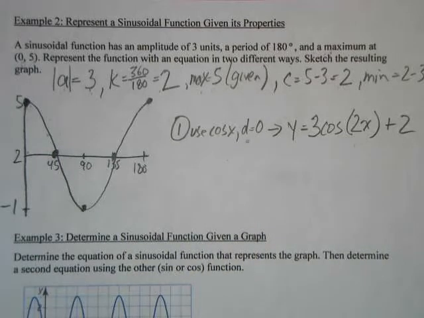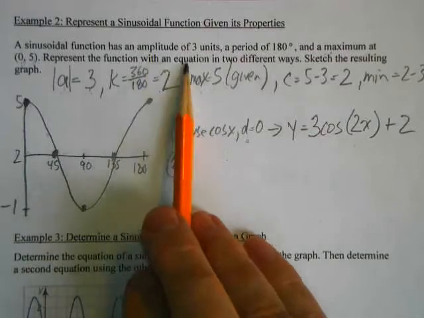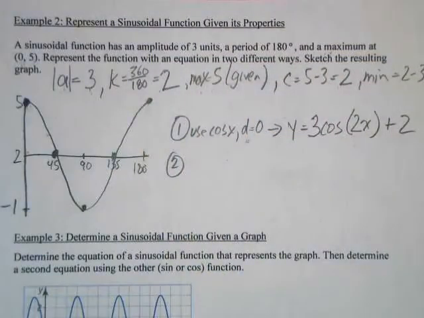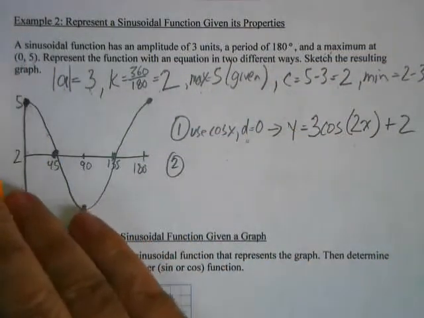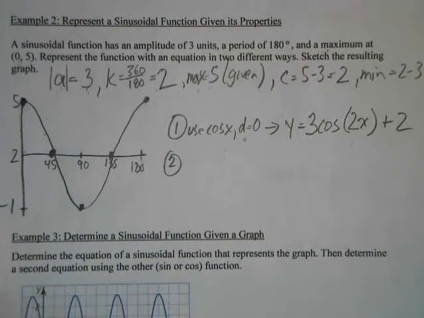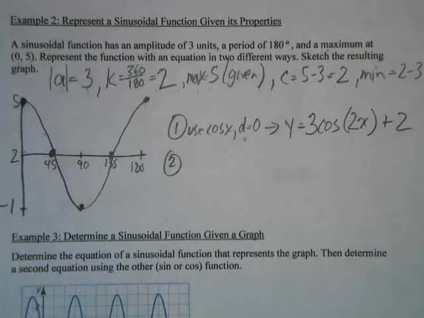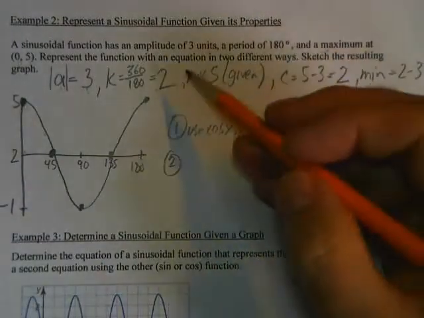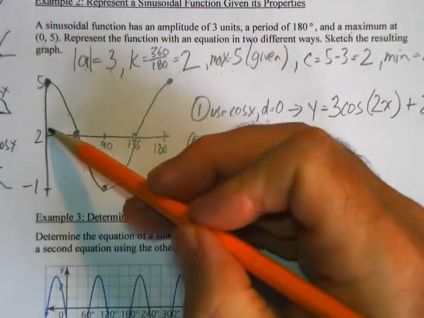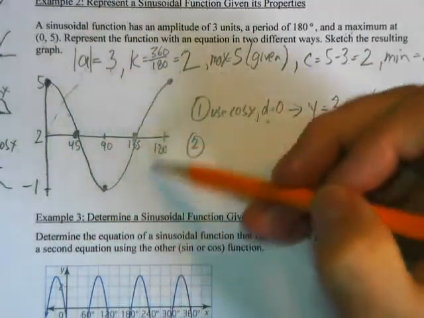Now we have to pick another equation, because it's said to represent the function with an equation in two different ways. So now I'm going to pick something to do with sine x. I can either start with the regular sine x or negative sine x. You could choose either one. I'm going to pick sine x. If I drew a sine x on top of here, I know that sine x would look something like this, and that just comes down and back.